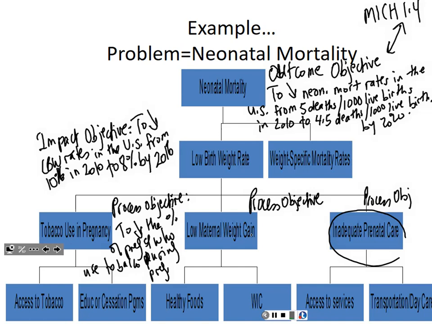Because again, you want to achieve your process objectives first in order to see a change in the level of the determinant, and later a change in the level of the health problem. So again, outcome objectives are long-term objectives, 5+ years, 5 to 10. Impact objectives addressing the determinants are intermediate in duration, typically 3 to 5 years, and process objectives addressing the contributing factors are short-term objectives, typically 1 to 3 years.